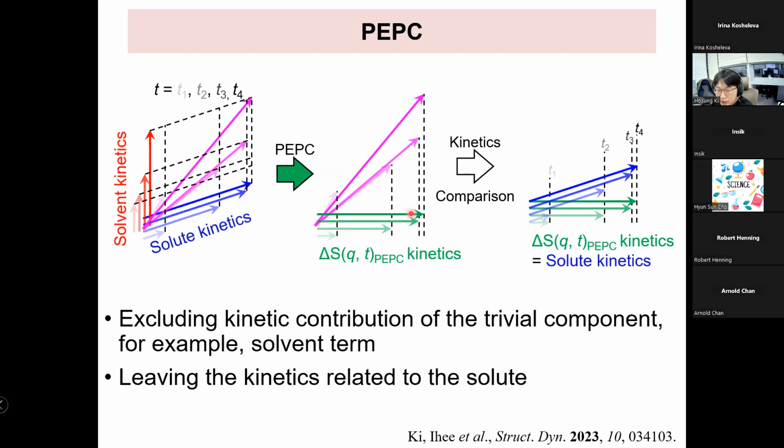And if we compare the kinetics of the remaining component to the original solute kinetics, then we can confirm that these two kinetics match each other, indicating that by applying this kind of projection and removal of the parallel components, we can retain only the components which are free from the solvent kinetics.